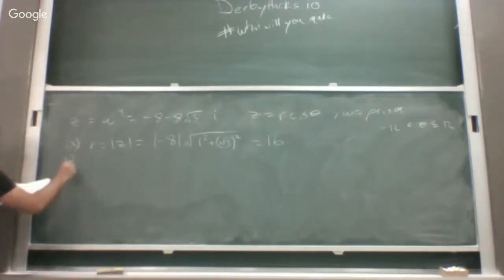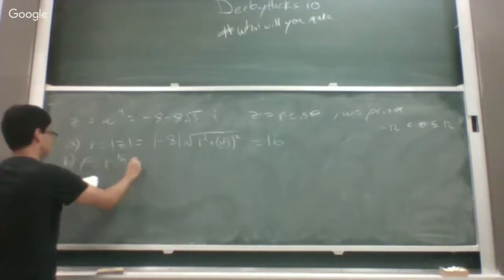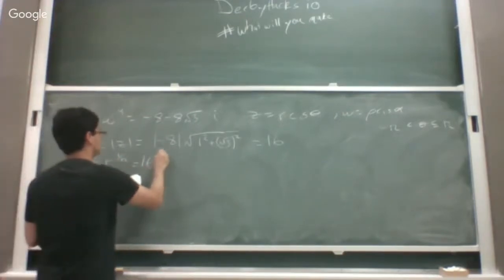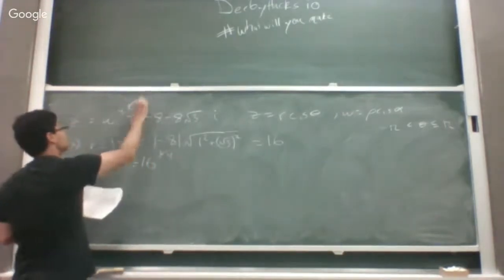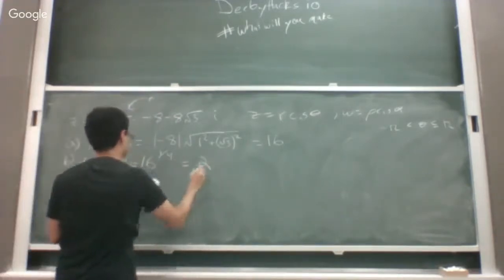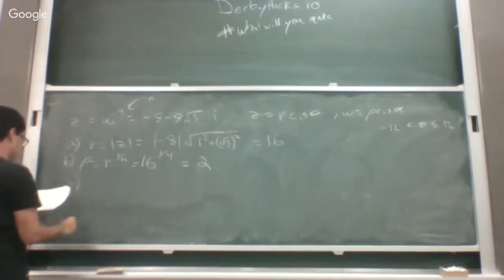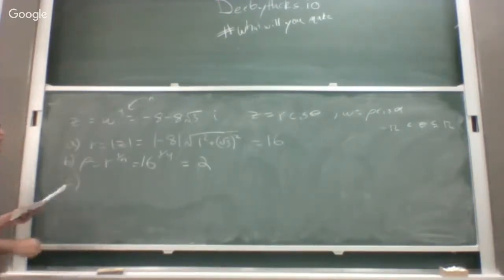Part B, rho is equal to r to the 1 over n. So that's 16 to the 1 over 4. This is our n value. So that's equal to 2. Part C. You guys following along? Yeah.